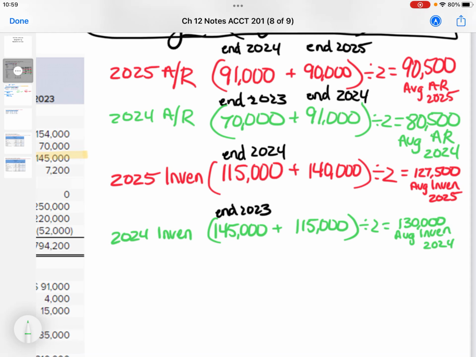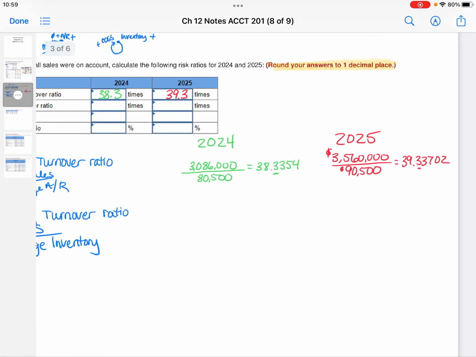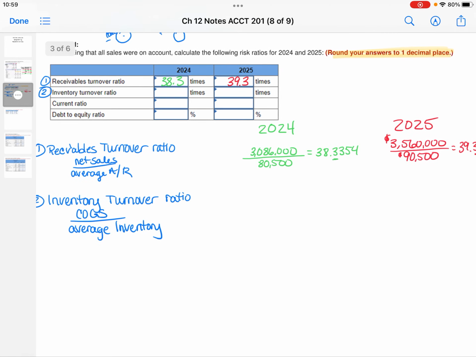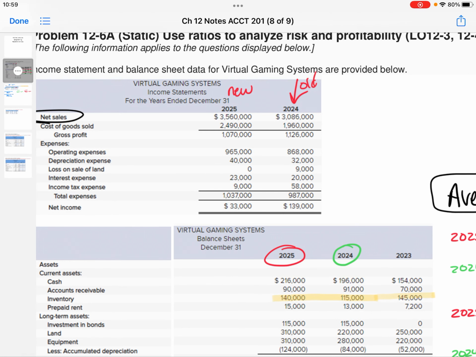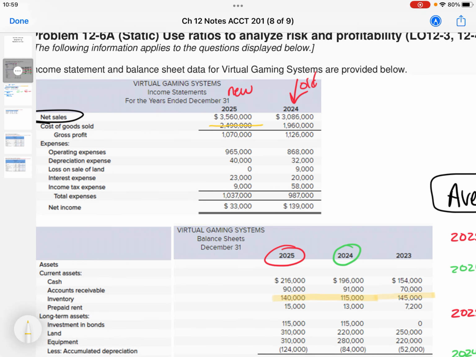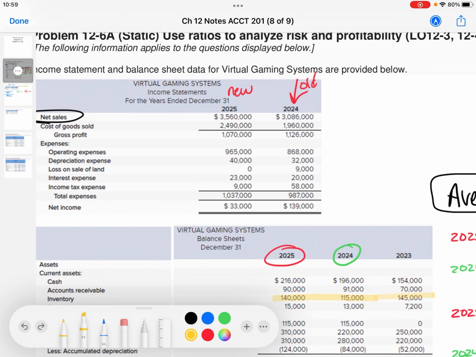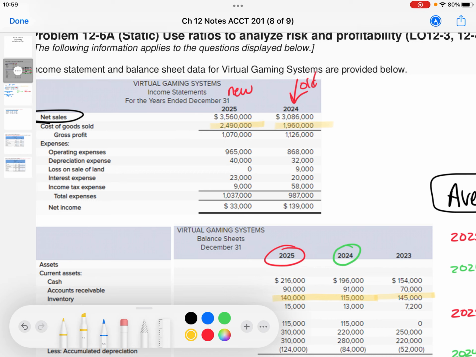Okay, hopefully you're feeling pretty good with calculating averages. So those two numbers we're going to take over here, back to this page. Cost of goods sold, I didn't even highlight that. Cost of goods sold for this company, of course, comes from the income statement, correct? Let's see. Right here from the income statement. So cost of goods sold here is, I got the wrong pen. I'm so sorry. Okay. 2,490,000 in the current year. And then the prior year is just under 2 million. So those are the two numbers I need for cost of goods sold.